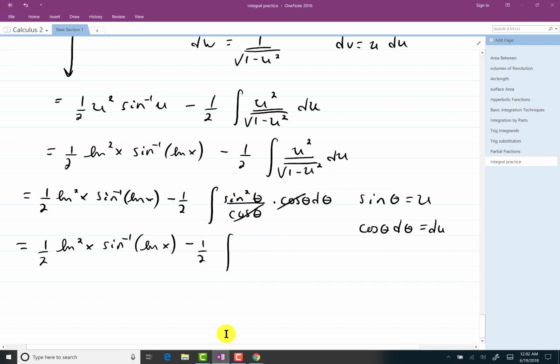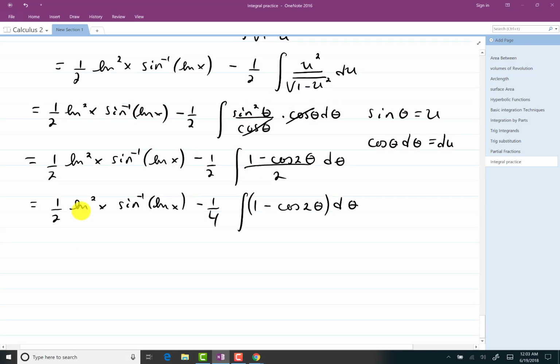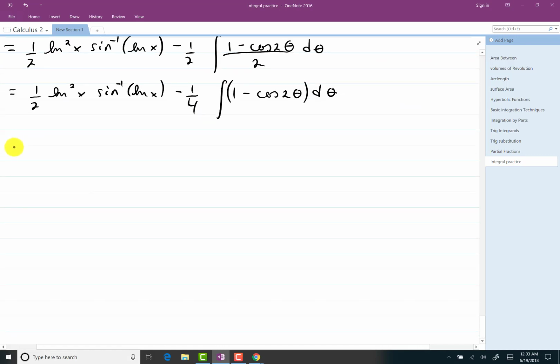And the formula for sine squared went 1 minus cosine 2 theta divided by 2 d theta. So I have 1/2 ln squared x arc sine of ln of x minus 1/4 times the integral of 1 minus cosine of 2 theta d theta. And then I should just copy this stuff, but you can't do that on paper, so I guess I'll try to live like a student while I'm doing this problem.